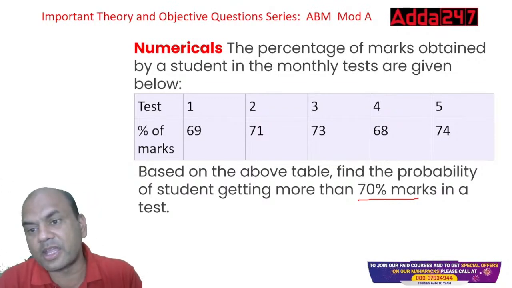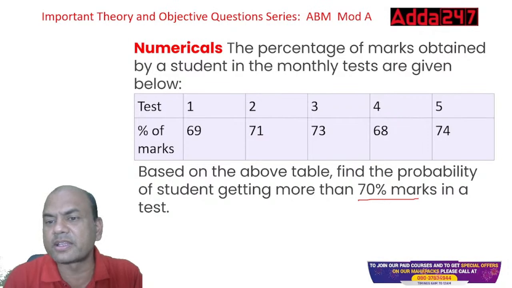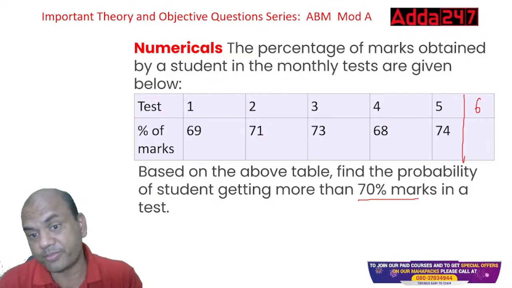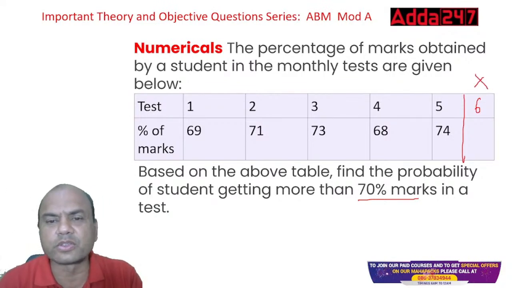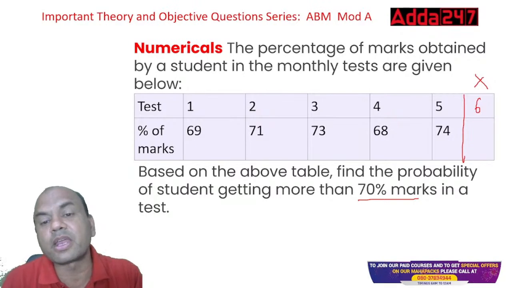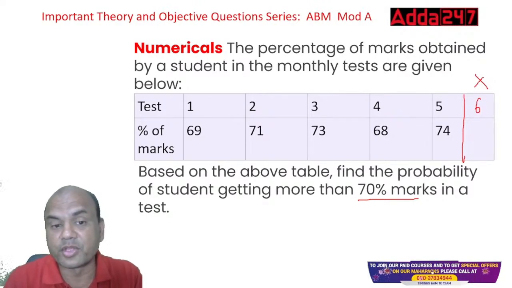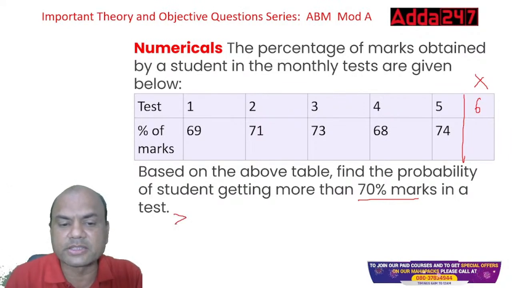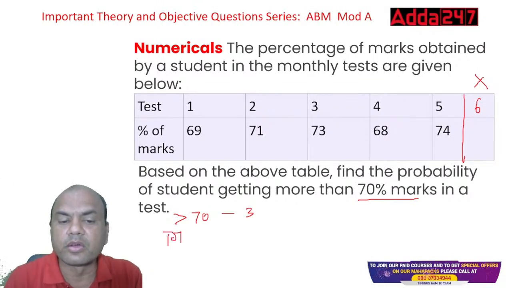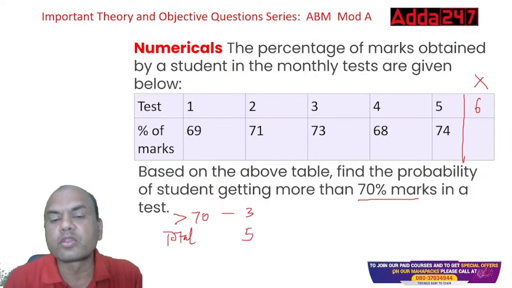Suppose I take test number 6. What is the chance that the student will get more than 70%? That is the question. Here the question is very simple. Forget the 6 now and focus on only 5. Total tests are 5. Out of 5, how many are above 70? Greater than 70 is 3, right? The total number of tests is 5.